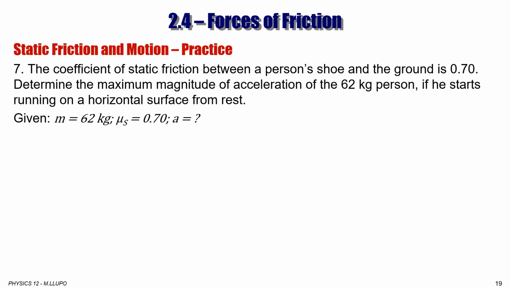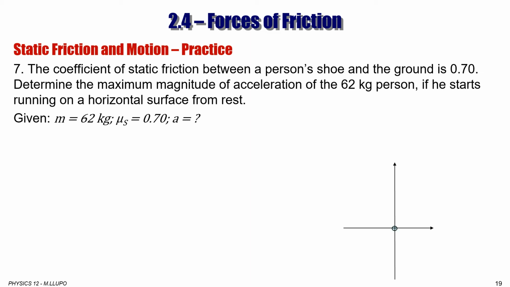Here's a practice problem with static friction and motion. The coefficient of static friction between a person's shoe and the ground is 0.7. Determine the maximum magnitude of acceleration of the 62 kilogram person if he starts running on a horizontal surface from rest. So what is given? The mass is 62 kilograms, the coefficient of static friction is 0.7, and the initial acceleration is 0.